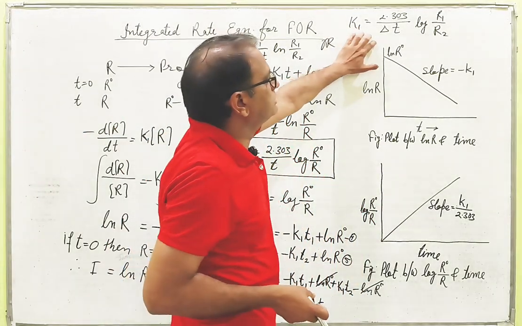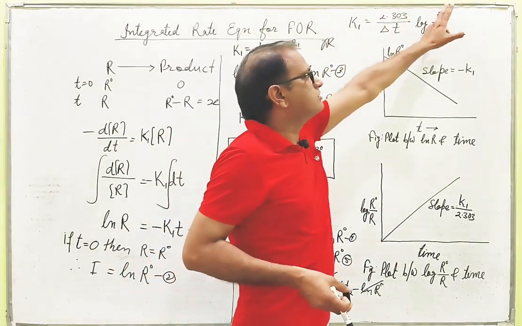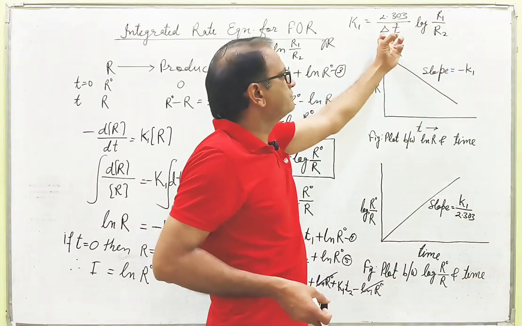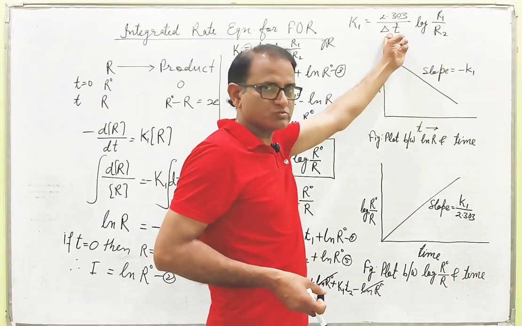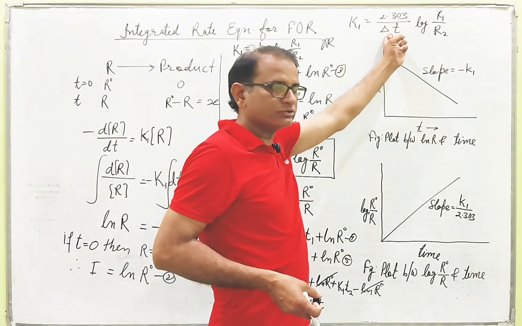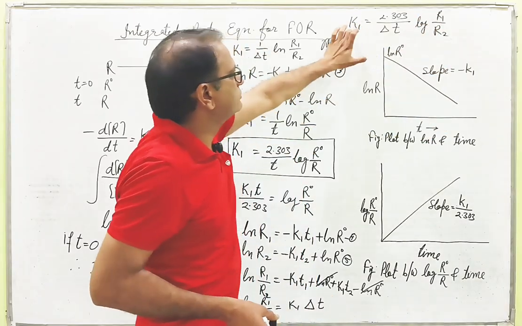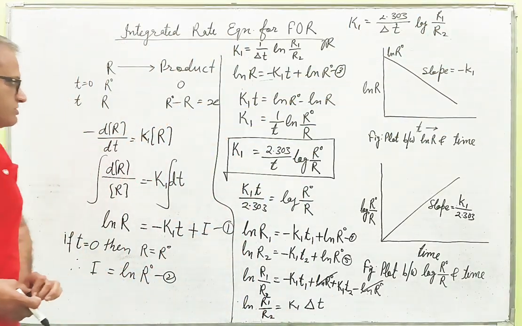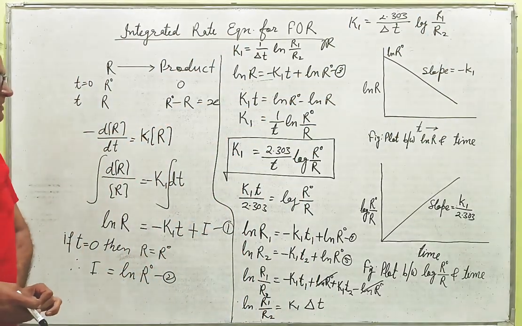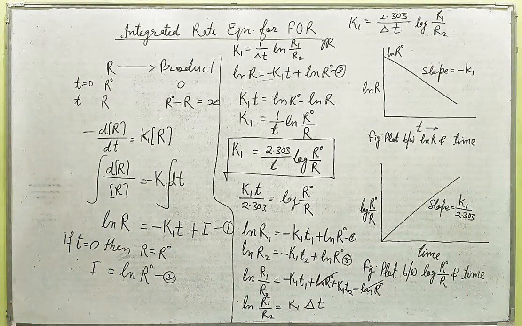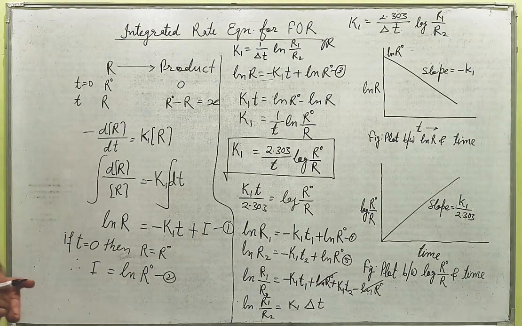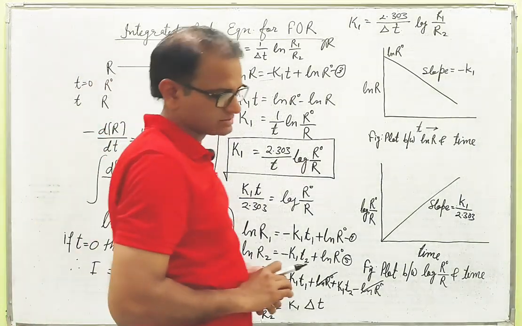So at different time intervals we can use this equation. If we have been given 2 concentrations of reactants at 2 different times, that is T2 minus T1, we can use this equation and calculate the value of rate constant K1. Is it clear? So this is how we can derive the integrated rate equation for a first order reaction.